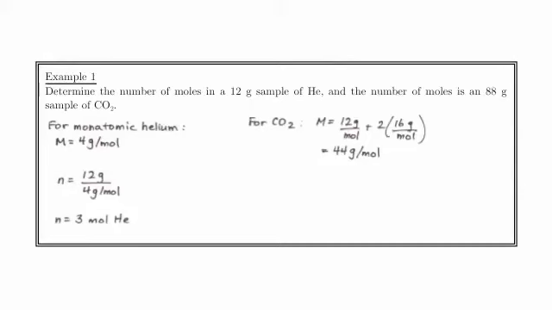Turning our attention to carbon dioxide. For here, the molar mass, we need to do something a little bit more. We need to take into consideration the molar mass of the 1 carbon atom and the 2 oxygen atoms. So this is what we've done here. 12 plus 2 times 16, we get a molar mass for carbon dioxide of 44 grams per mole. And if we put this into our formula, we end up with 88 grams divided by 44 grams per mole, which very nicely works out to 2 moles of carbon dioxide.